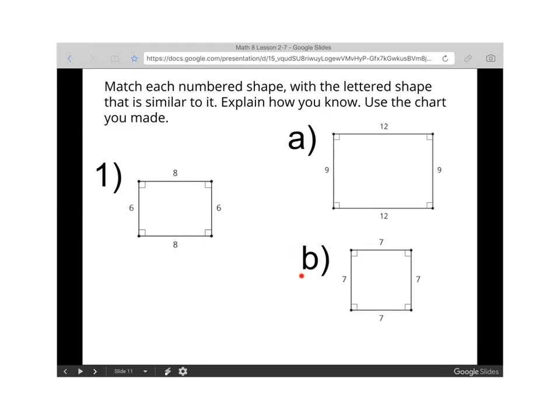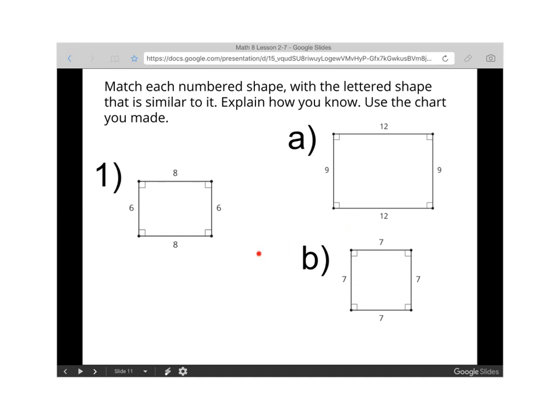This isn't in your book, so you're going to have to reference this video while you fill out the chart you made. Match each numbered shape with the lettered shape that is similar to it. Explain how you know that it is similar. Again, you're going to use the chart you made. Here is the shape that you are given. We have side lengths of 6, 8, 6, and 8 with looks like 4 right angles. What do you think is similar to this shape? Figure A or figure B? Make your choice and explain how you know.